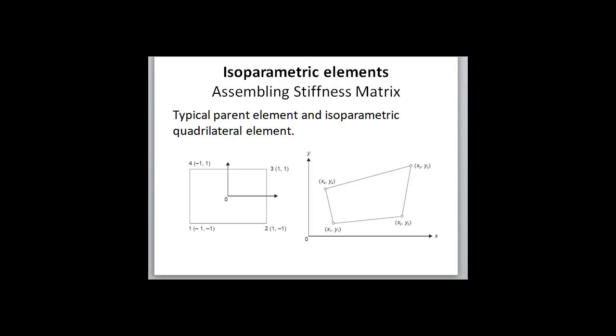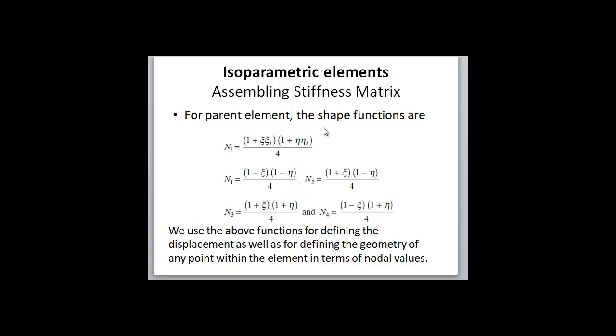So let us take a 4-noded rectangular element as a parent element, and we are mapping it into an isoparametric element using a quadrilateral element. In case of a parent element, the shape functions Ni are described on the slide. Since it has 4 nodes, we will have 4 shape functions. We use these above functions for defining the displacement as well as for defining the geometry of any point within the element in terms of nodal values.